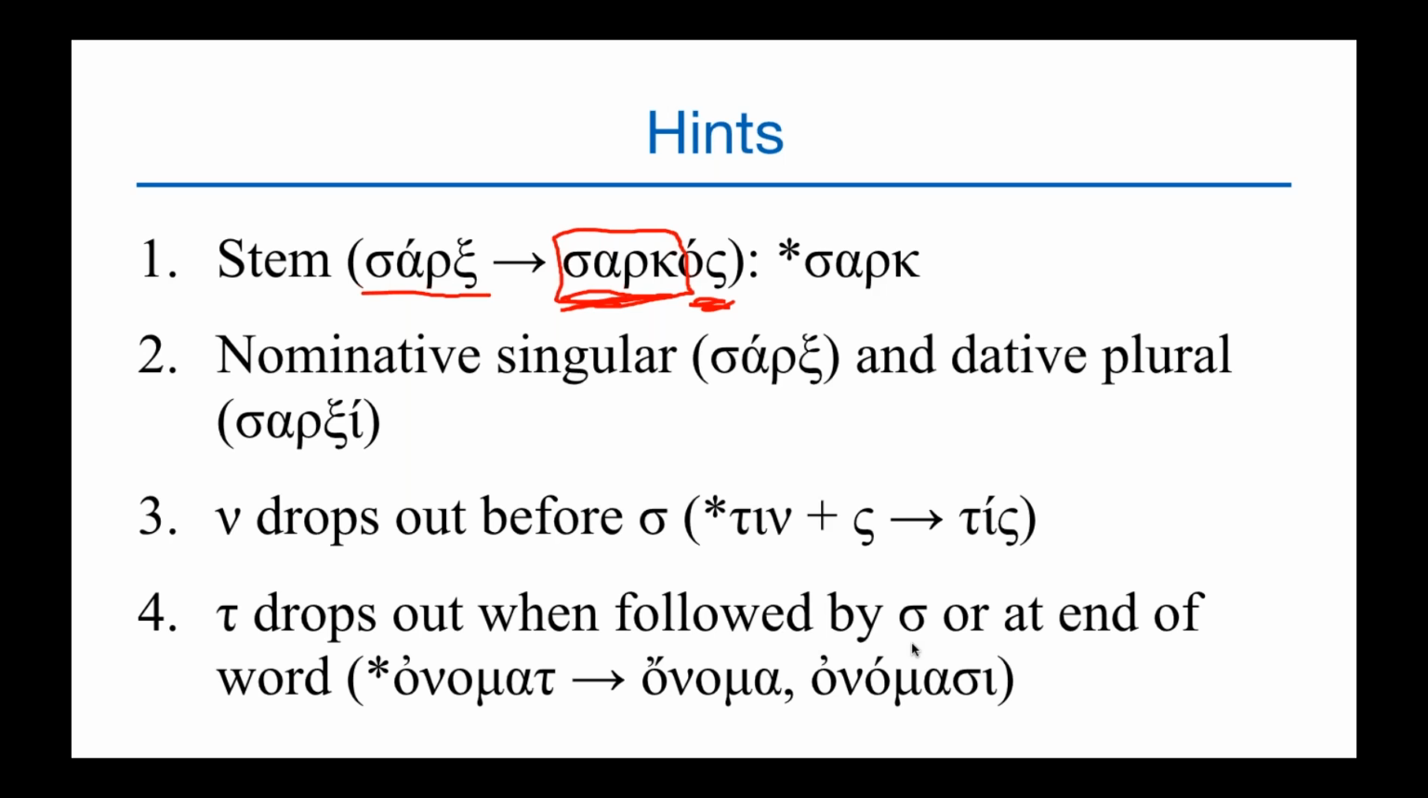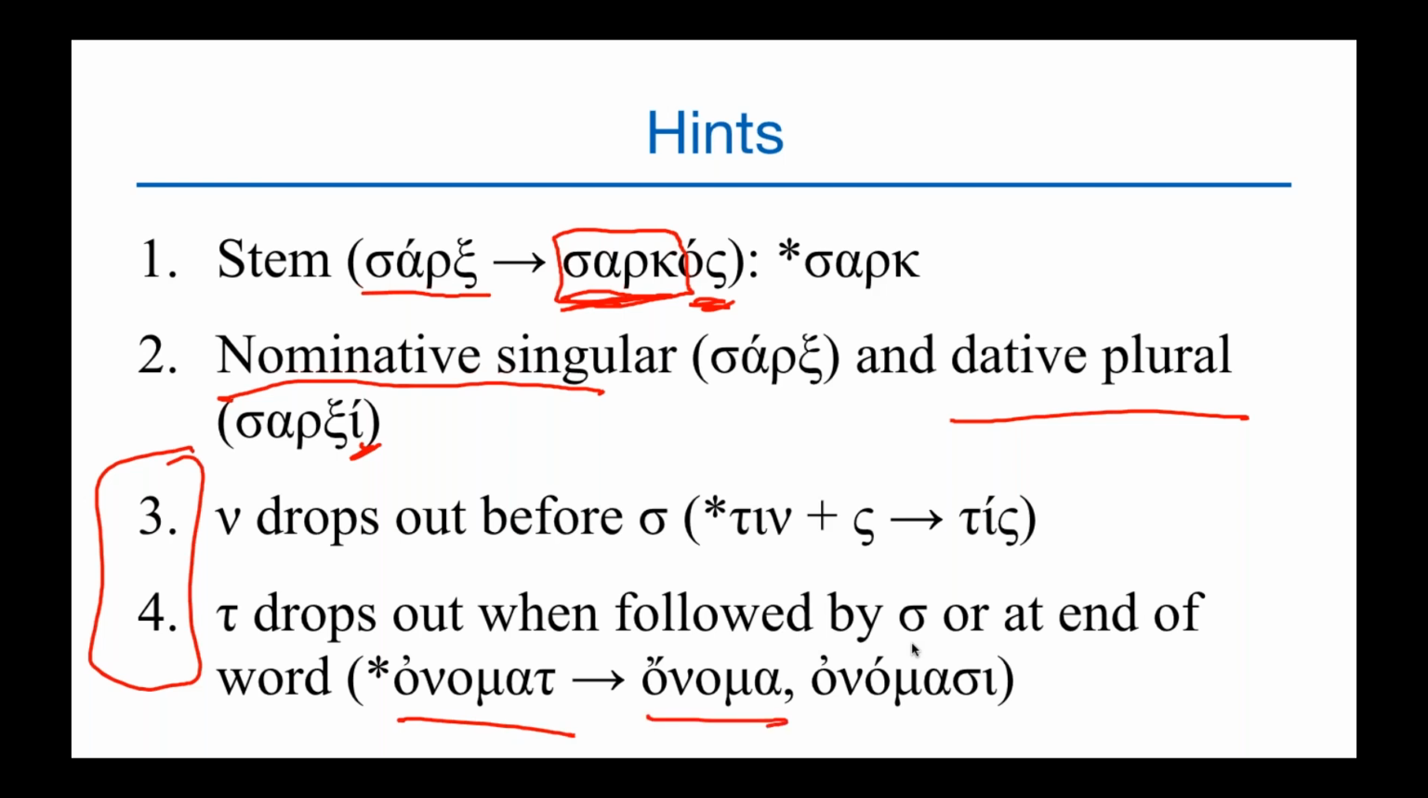A couple other things that they point out. If you look at the nominative singular and the dative plural, they're going to look fairly similar with basically an iota added to the end. A couple other rules that you have to remember are these two here. A nu drops out before a sigma, and a tau drops out when it's followed by a sigma towards the end of the word. So onomat becomes onoma or onomasi.